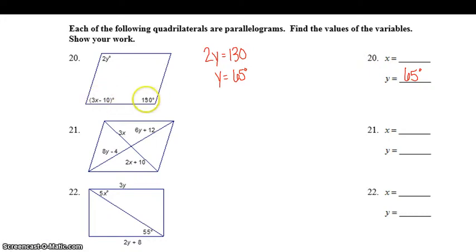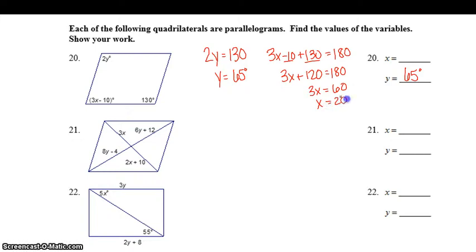All right, what do we know about consecutive angles in a parallelogram? Well, consecutive angles are supplementary. So 3x minus 10 plus 130 has to add up to 180. Combine like terms, so 3x plus 120 equals 180. Solve for x: minus 120, 3x equals 60, and when you divide, x is 20. So again, we're using characteristics to set up and solve, and x is 20 degrees.